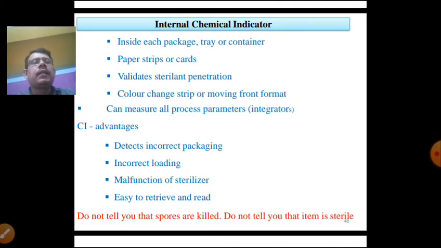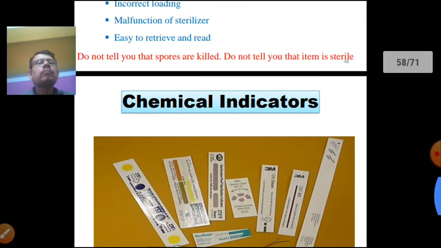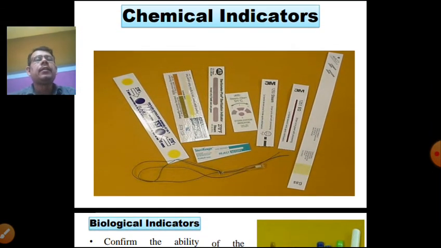So the chemical indicator is used in both cases, the internal as well as the external. These paper strips are used for the sterilant. Whether the color changes or not should determine whether it is sterile or not.